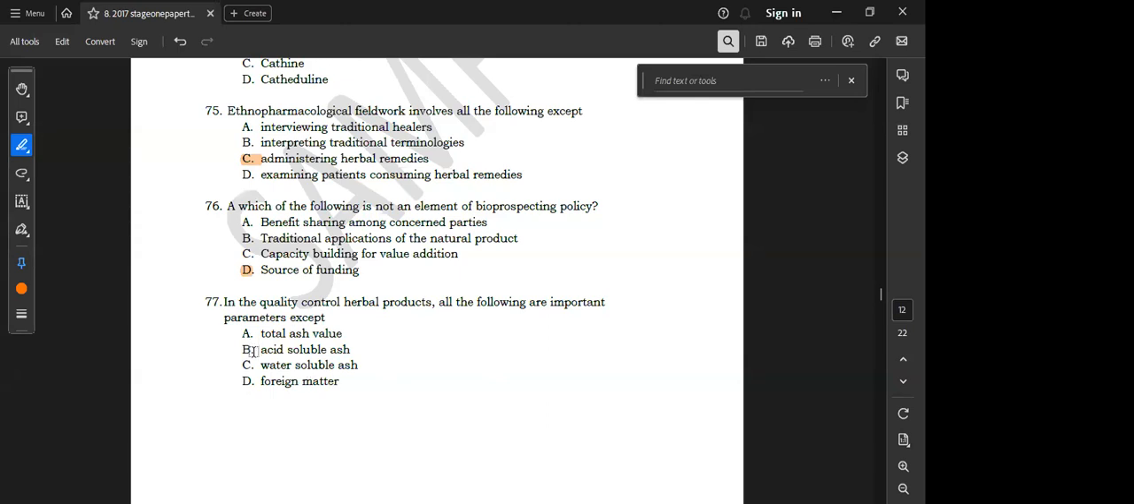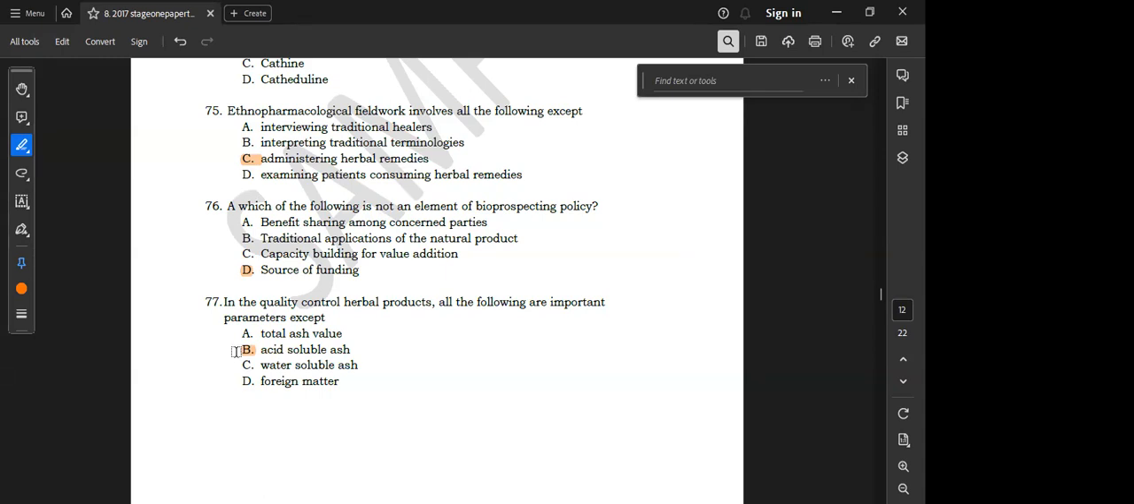I love using the names of stuff to describe them. So total ash value is what remains after incineration or combustion. So of course, you usually take your sample and you burn it. I would say the organic part will get combusted, and then whatever remains is the total ash value. Acid soluble, is it acid soluble or acid insoluble? I'm not sure. Acid soluble matter, acid soluble ash.